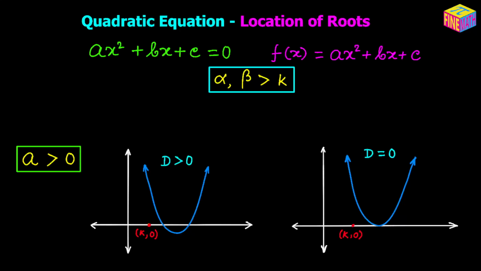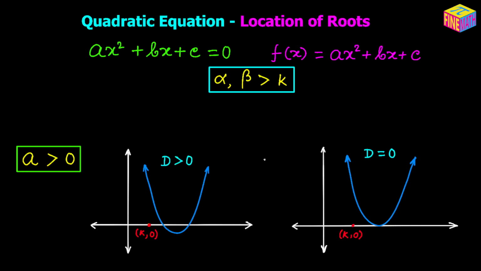So let's assume that the quadratic expression which is on the left hand side of the equation is f of x, and I have it written here in the pink color. So f of x is equal to ax squared plus bx plus c, and we're going to look at the possible graphs of this function to determine the necessary conditions for the two roots to be greater than a real number k. So here I have noted that alpha and beta both have to be greater than k, and we're going to find out what are the necessary conditions for that, right?